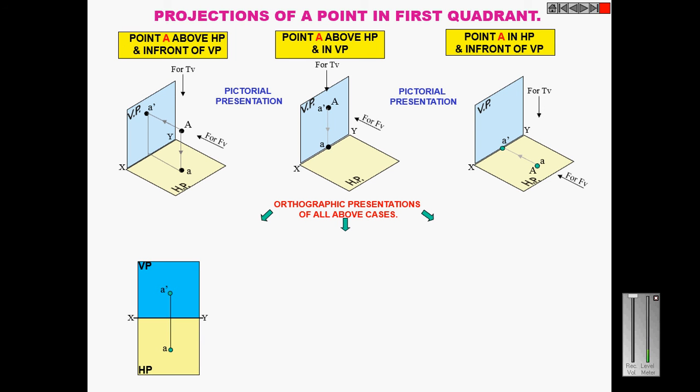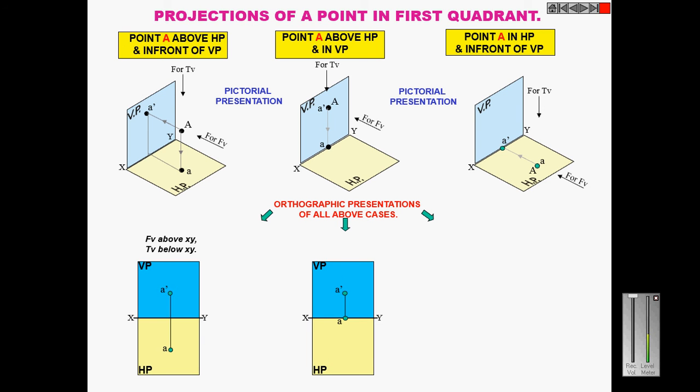Now I will show you the orthographic projections of all the above cases. Listen to the first case. A dash will be above the XY line and A will be below the XY line, which means the front view will be above the XY line and the top view will be below the XY line. Why? Because the point A is in the first quadrant. If an object is in the first quadrant, its front view will be above the XY line and its top view will be below the XY line.